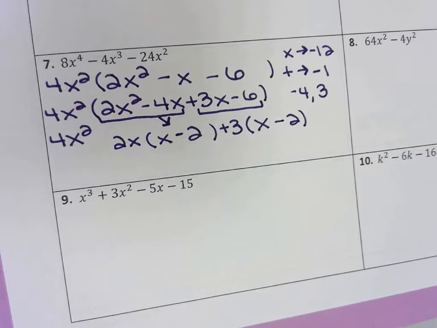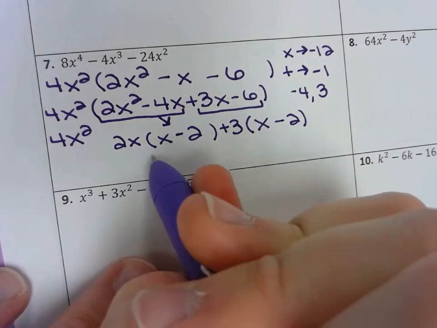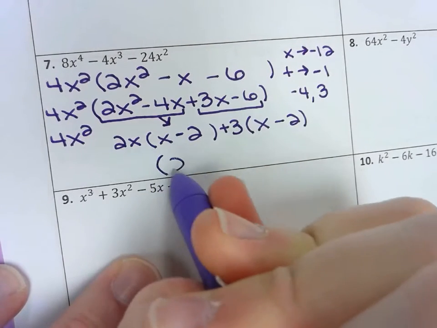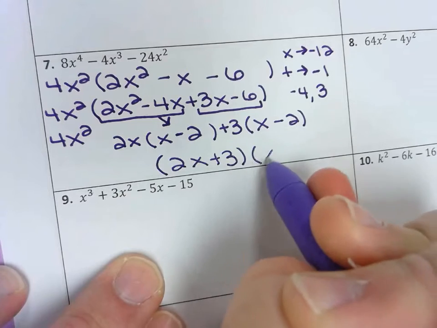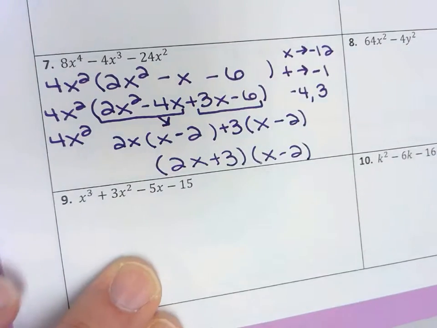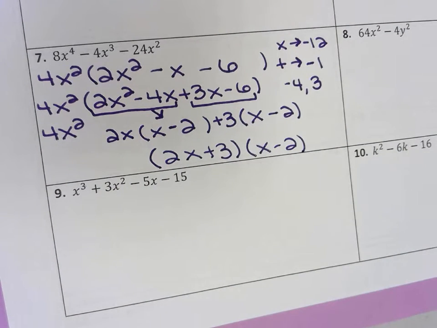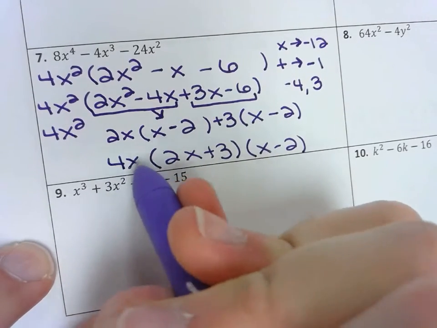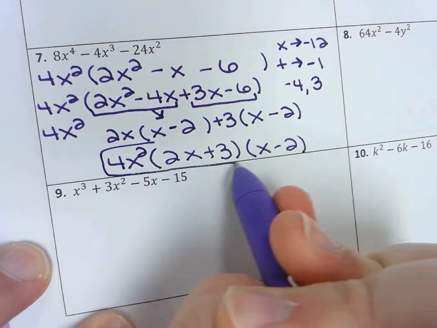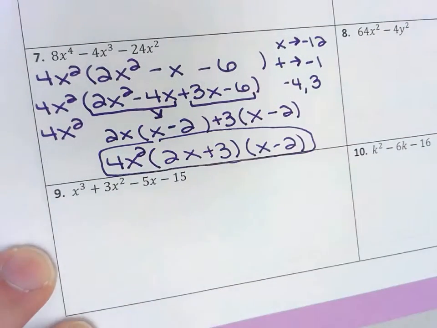Parentheses are the same. This is factored by grouping. So my final factored form is x minus 2. What's in parentheses goes in one, what's outside goes in the other. I cannot forget what? 4x squared. You have to put your GCF in front. So 4x squared.